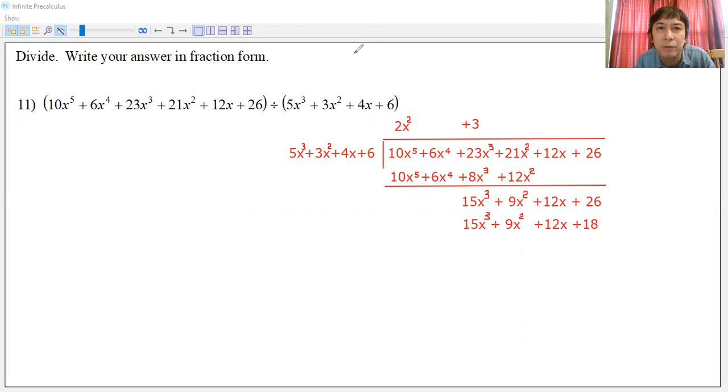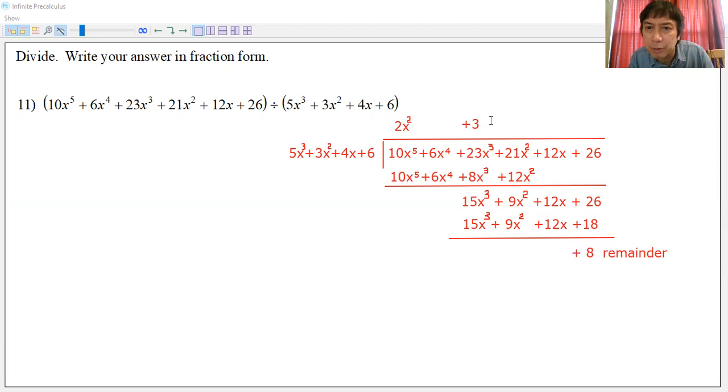And then we're back to subtraction. This is 0, 15 minus 15. This is 9 minus 9, it's a 0 also. 12 minus 12 is a 0. Just the numbers now, it's 16 minus 8. That's 8. And then 1 minus 1, it's a 0. So it's just plus 8. We have a plus 8 remainder, and so this is our remainder.